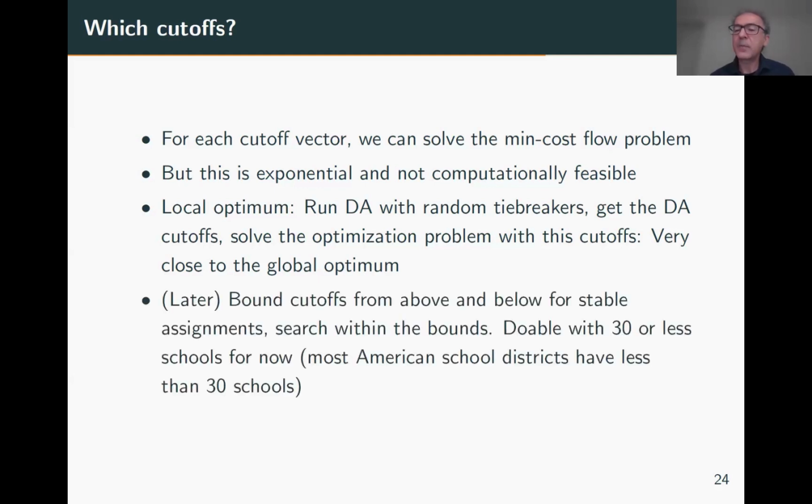But later, if we want to search through all cutoffs, we don't have to do the search through all cutoffs. We are going to bound the cutoffs from above and below. Cutoffs that can give us a stable matching. And then we can actually do a brute force search, and we can do this with 30 or fewer schools. And this is actually what most American school districts have. Let me stop here for a while, and let me see if you have any questions.